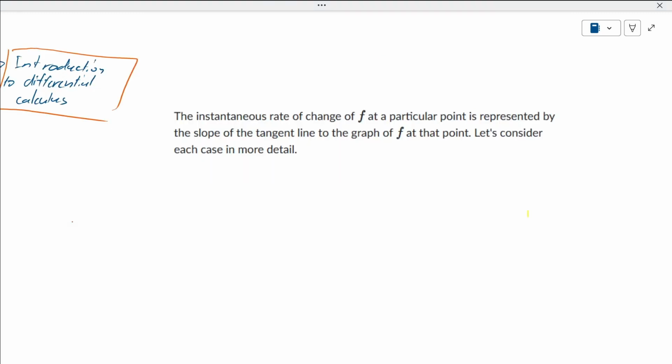Let's consider this definition first and explore it before we get into what this rule actually is. We're talking about the instantaneous rate of change of f at a particular point. It's represented by the slope of the tangent line to the graph of f at this point. So a graph, which can be represented through a function.